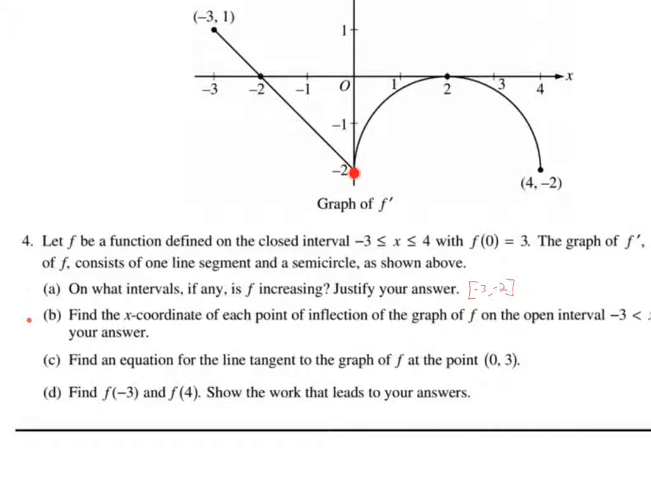And right here, we went from decreasing to increasing slopes. So that's an inflection point at x equals 0. And our slopes were increasing, and then they started decreasing. So at x equals 2 is another inflection point.